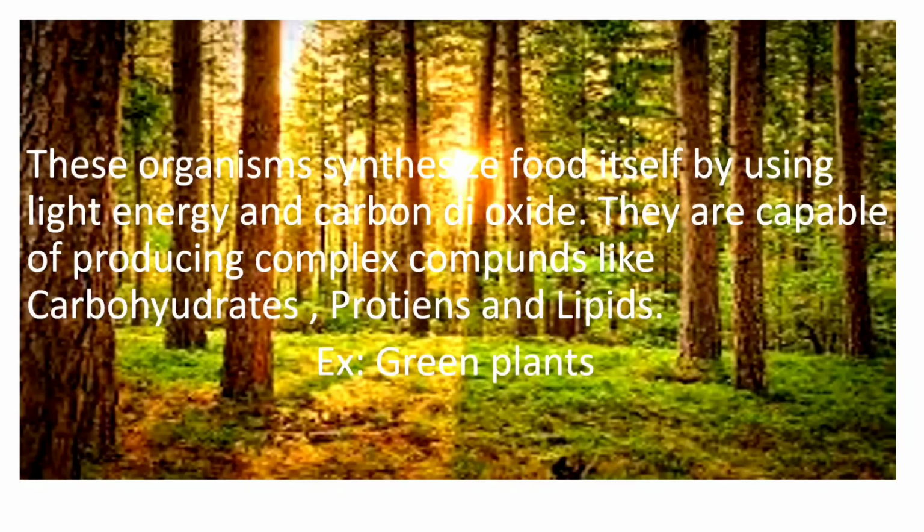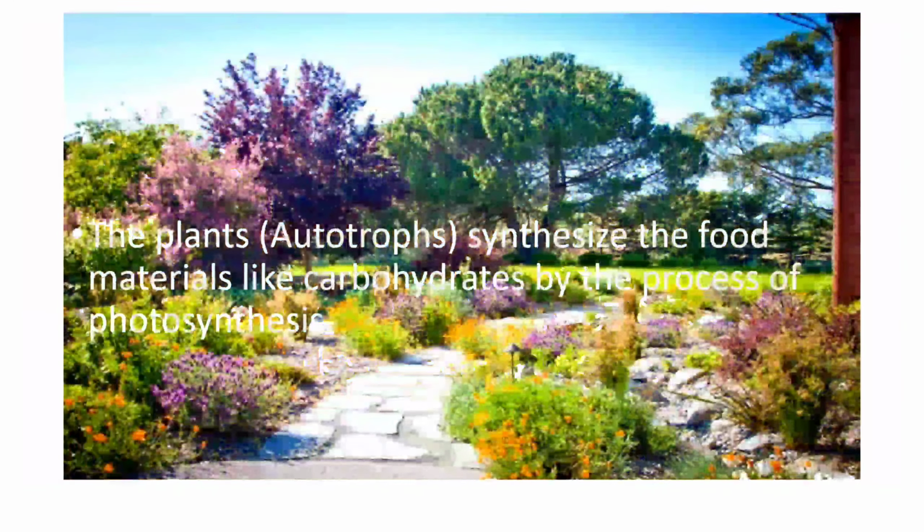Autotrophs synthesize food by themselves using light energy and carbon dioxide. They are capable of producing complex compounds like carbohydrates, proteins, and lipids. Examples of autotrophs are generally green plants.